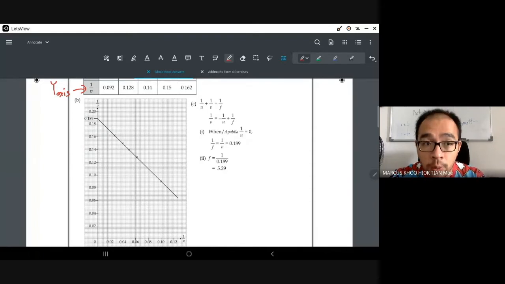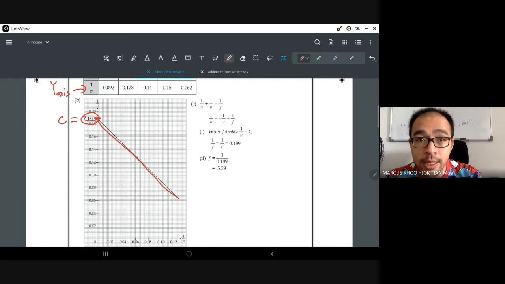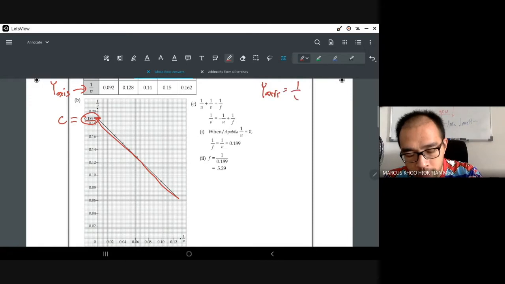As always, make sure your line is long enough until it cuts the x-axis and the y-axis. Once it cuts the y-axis, you know that this value, 0.189, is the C value. Remember what I said just now: the y-axis is 1 over v, and the x-axis is 1 over u. Sorry, my v and u are ugly. My C is 0.189.